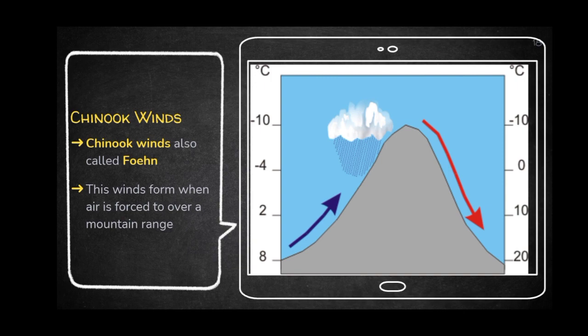If the air is humid, it may form clouds and drop rain or snow. When the air sinks on the leeward side of the mountains, it forms a high-pressure zone. The windward side of a mountain range is the side that receives the wind, and the leeward side is the side where the air sinks. The descending air warms and creates strong, dry winds.